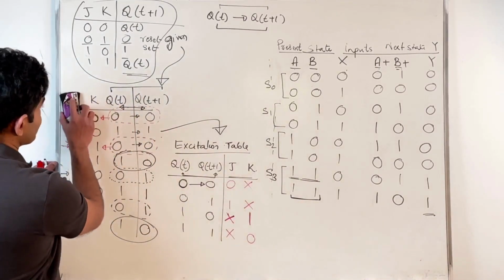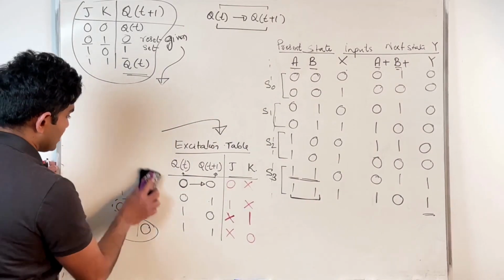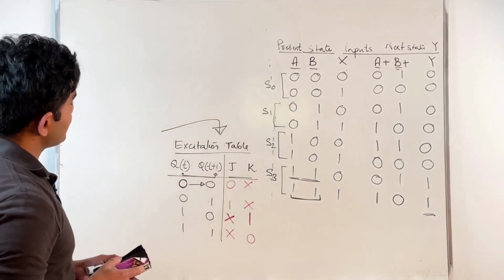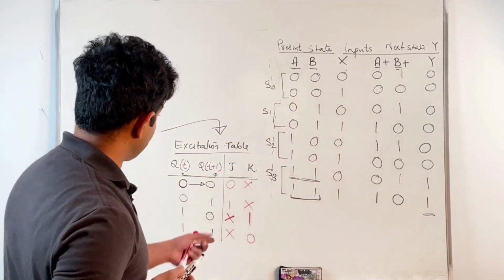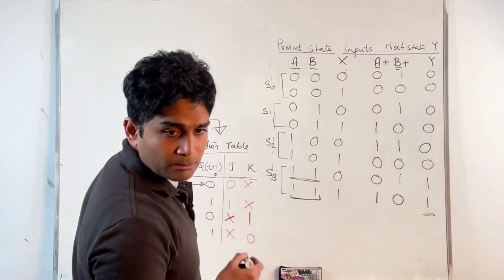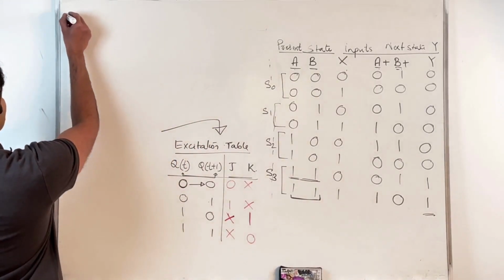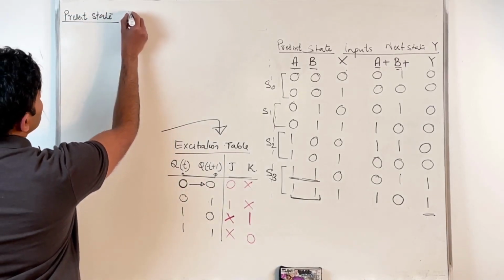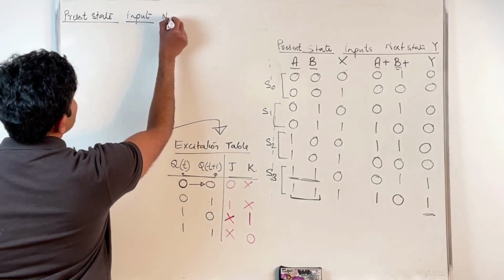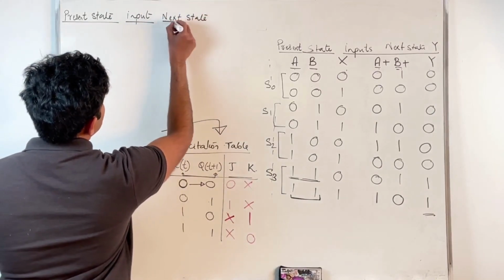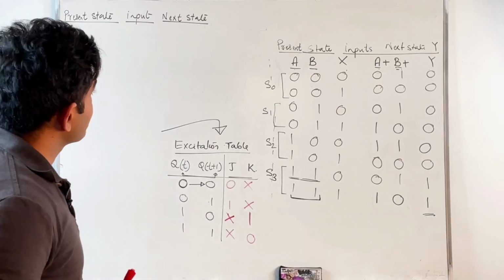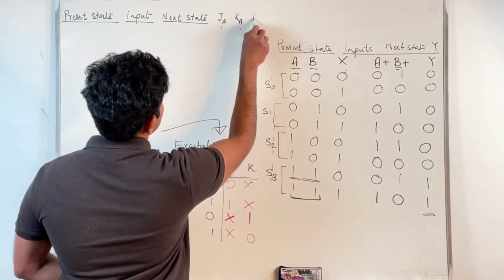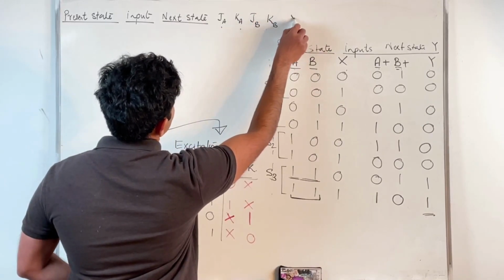All right, so now we're done with this. That's my excitation table. Now let's try to implement the same circuit, but this time with the aid of a JK flip-flop. So that's my present state. The way I would write it is something like this. That's my present state, input, next state. And now I have 4 different outputs, right? You remember we had JA. I need to know what should be applied on JA, KA, JB, KB, and of course you have the output Y.